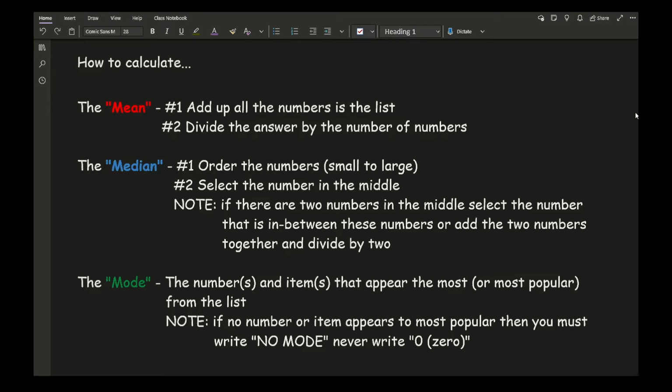And then the mode, which is our last average, and it's probably the easiest one because you can do this just by looking. It's the number or item that appears the most, in other words, the one that's the most popular or appears most frequently.